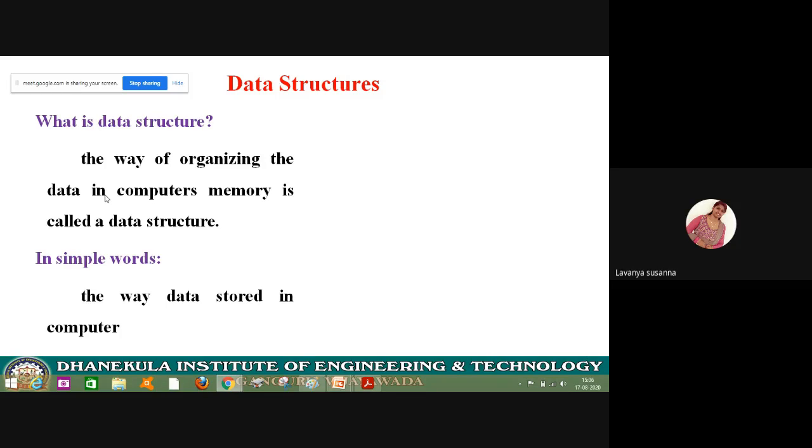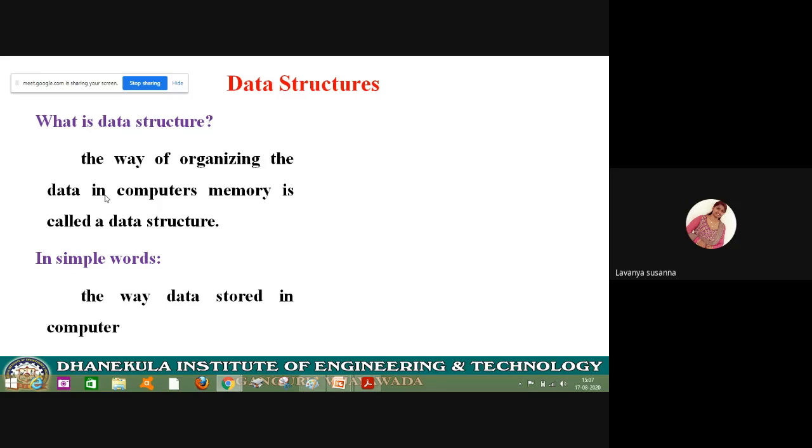See the definition of data structure. The way of organizing the data in computer's memory is called data structure. The way of organizing means arranging the data in computer's memory in some particular format. All the data must be stored in memory so that you can easily access the data, easily search the data. So data must be stored in a particular format so that you can easily access the data and easily perform operations on the data. These data structures are used to store the data in some particular format.